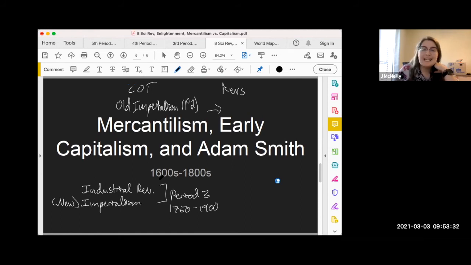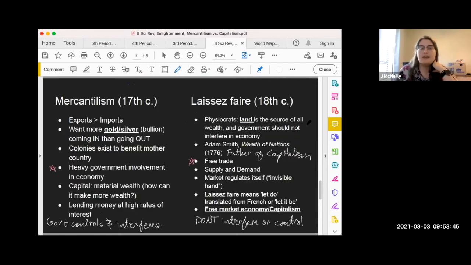Now, one of the key economic theories that the Industrial Revolution is going to rely on is capitalism, and that's going to be created by Adam Smith. Okay, so we're going to compare and contrast these two economic theories. Okay, in old imperialism, mercantilism, 1600s, you want more exports than imports. Remember that exporting is selling, importing is buying.